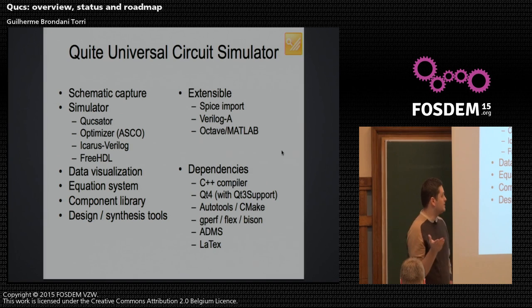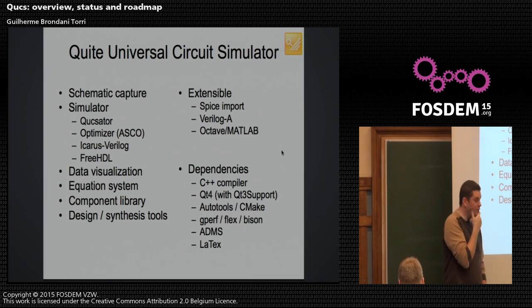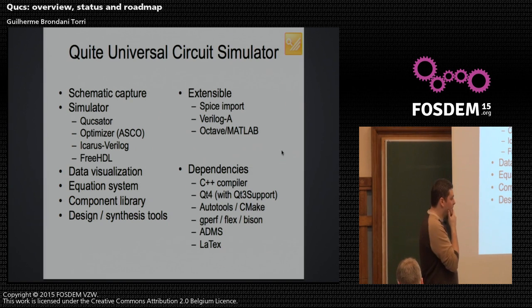Basically, it's a C++ project. We use Qt for the user interface. We are still struggling with Qt3 support on the graphics. We are porting now to Qt4. You can build it with traditional autotools or CMake. We use GPerf for hashing, Flex and Bison for the parser and lexer. We also make heavy use of ADMS. We're going to see later that it's related to the Verilog-A conversion of models. Most of the documentation at this moment is written in LaTeX, or PDFs in the end.